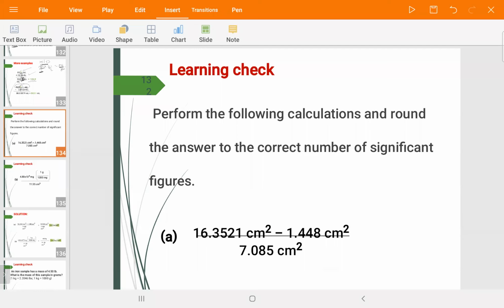Very good. Now perform the following calculation, this is how it will be given to you, and round the answer to the correct number of significant figures.